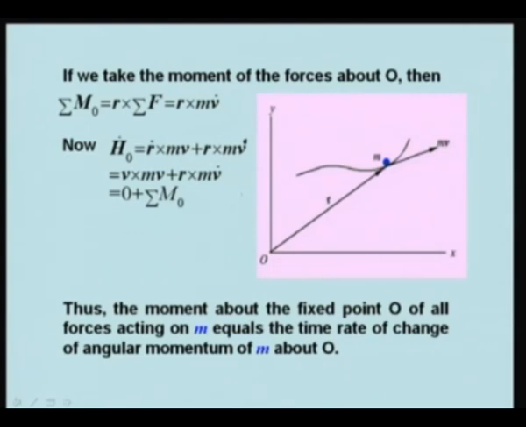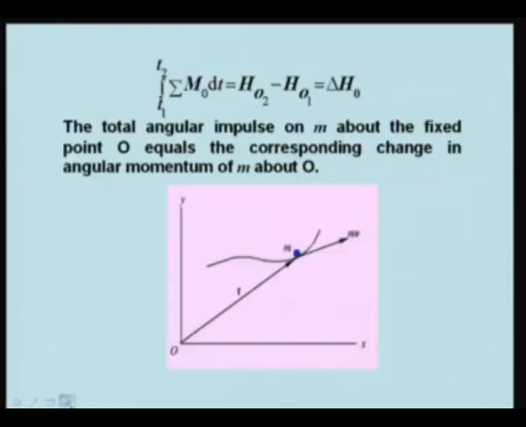Thus, the moment about the fixed point O of all forces acting on m equals the time rate of change of angular momentum of m about O. So, you find out the moment of the forces about the fixed point O, then it should be the time rate of change of angular momentum about this one. So, this equation is very useful.